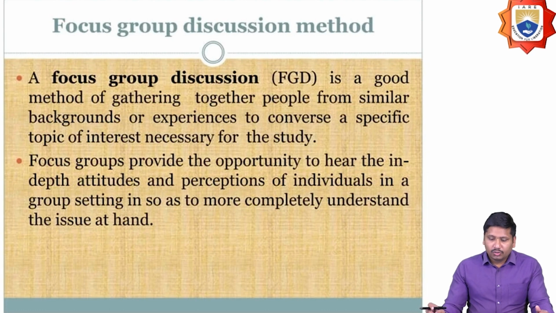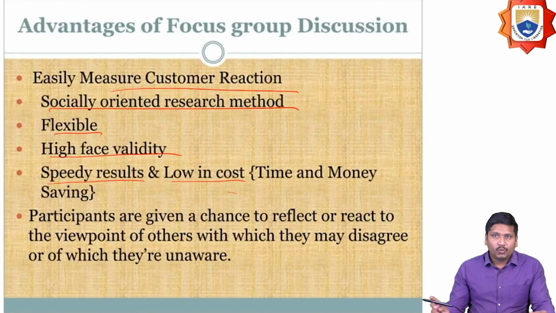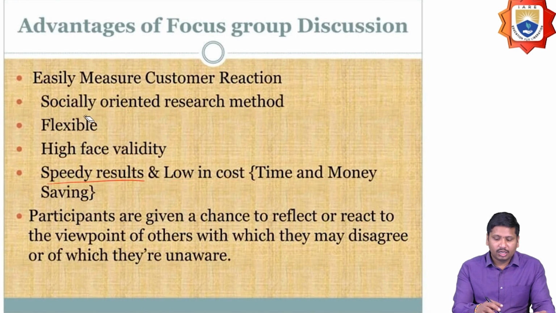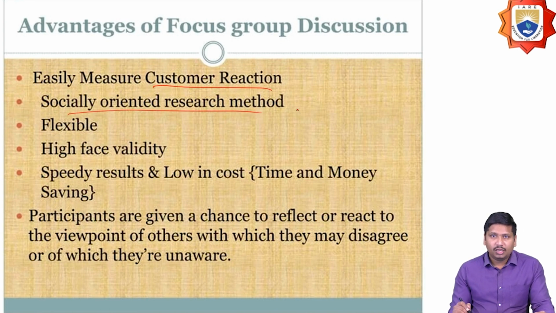The focus group discussion method is another method where we gather together people from similar backgrounds or expertise to discuss a specific topic of interest, which is necessary for the study. The advantages of this method are that we can easily measure customer reaction, it is a socially oriented research approach, it is flexible with high face validity, speedy results can be obtained, and it is low in cost.